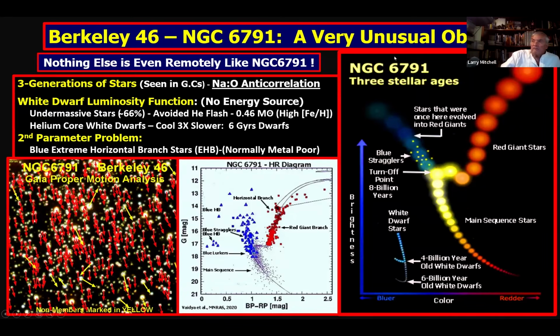So this is very, very odd. As I say, it's still considered an open cluster, but it has 3 generations of stars here, which is not what you would expect with an open cluster. And a lot of these have to do with these undermassive stars.